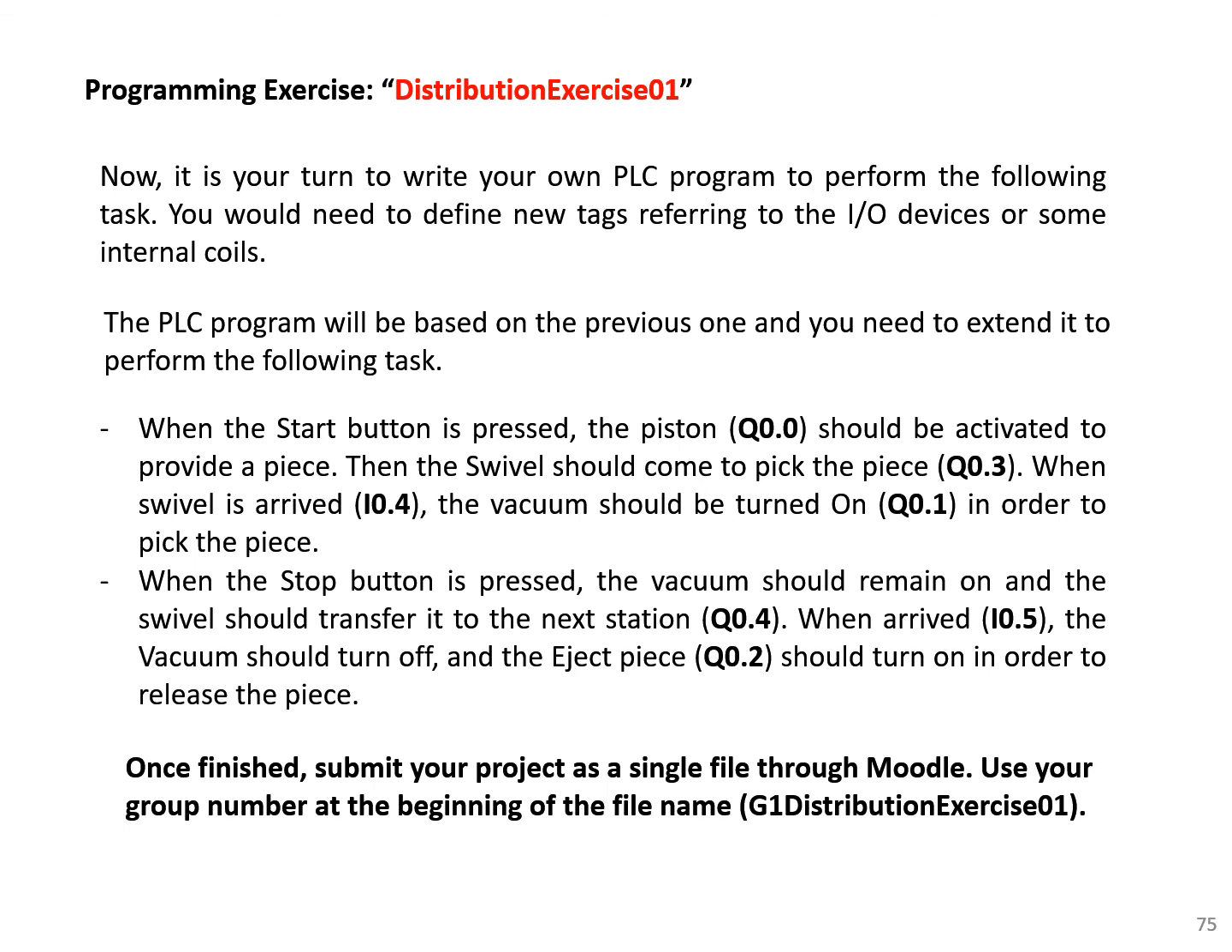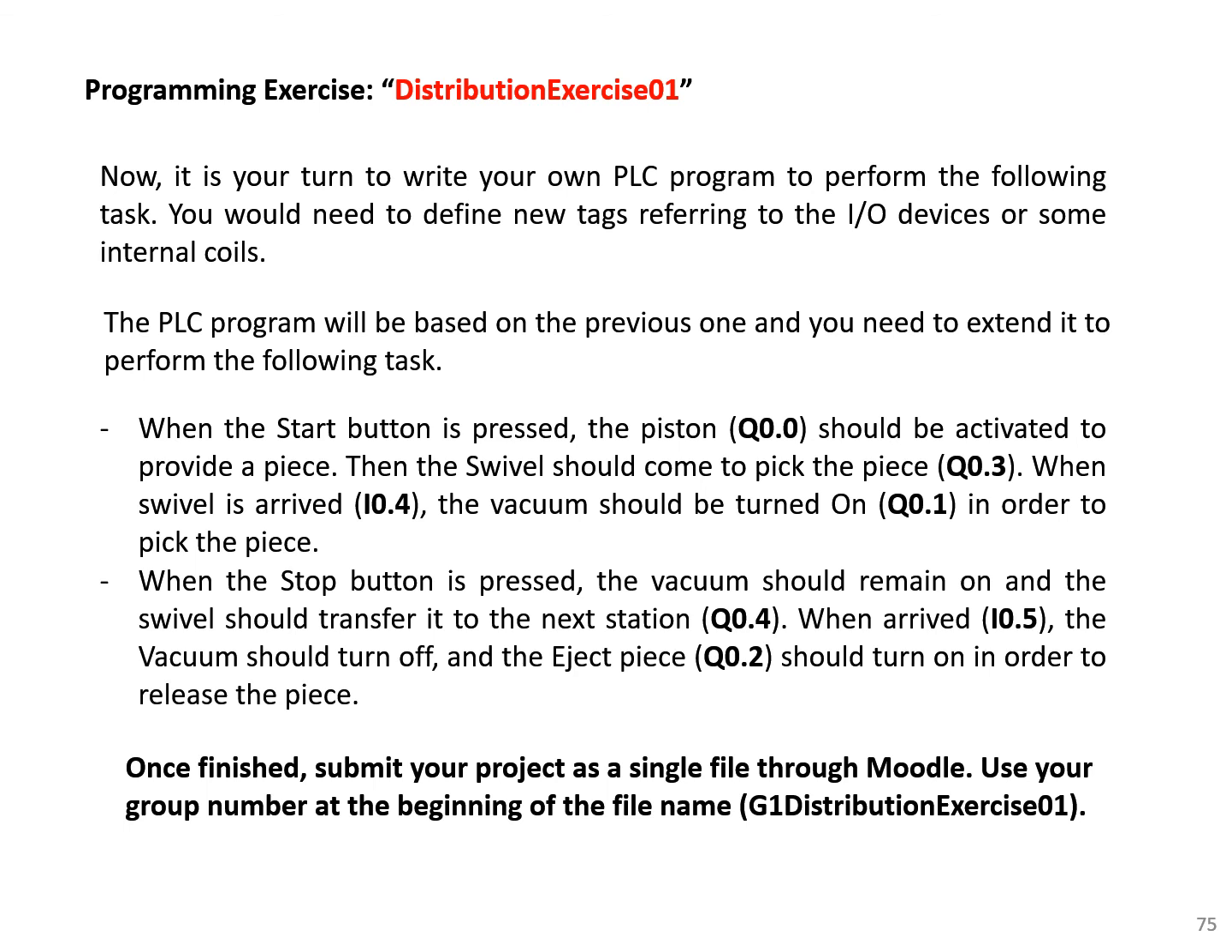When the start button is pressed, the piston, this is the address of the piston in the real device on MPS 500 in the lab, should be activated to provide a piece. Then the swivel should come to pick the piece. When the swivel is arrived, so we have a sensor, the vacuum should be turned on. This is the output, this is a motor, this is a coil, in order to pick the piece.